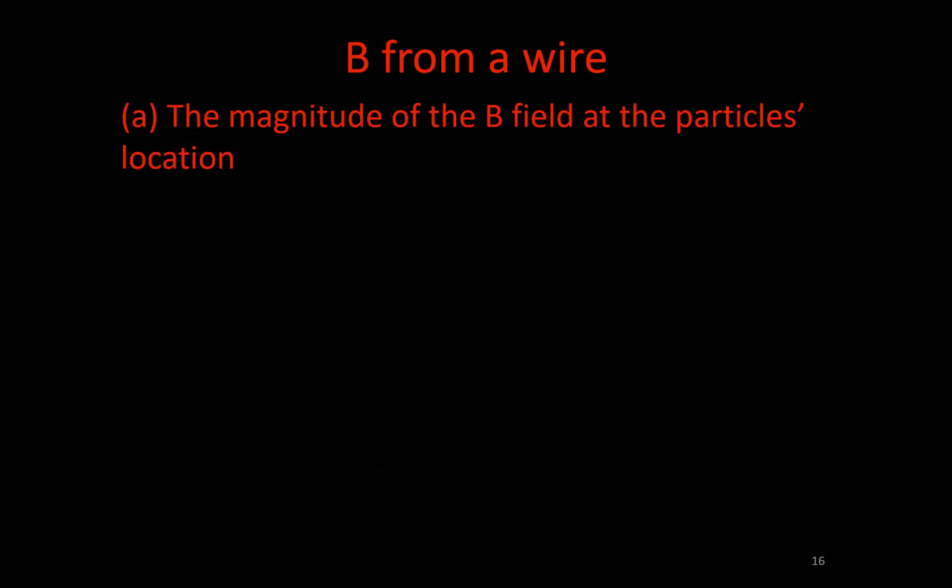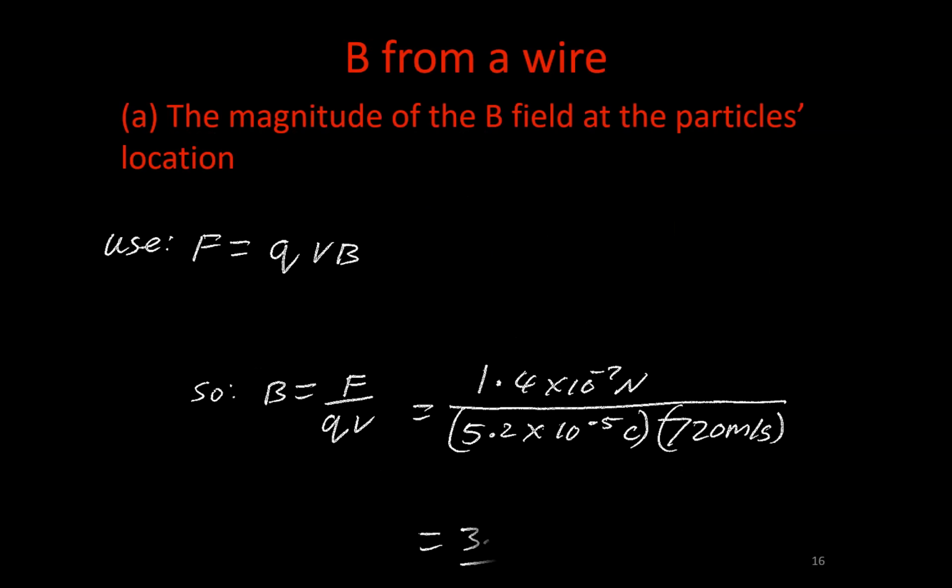So, if we want to find the magnitude of the magnetic field at the particle's location, stop and think about this for a second. We cannot do this simply using Ampere's law, but we have discussed previously the force due to the magnetic field. So the force is QVB, meaning our magnetic field will be F over Q times V. Substituting in, our force is 1.4 times 10 to the minus 7, our Q is 5.2 times 10 to the minus 5, and the velocity was 720 meters per second, giving us a small 3.7 times 10 to the negative 6 Tesla, a reasonable value.